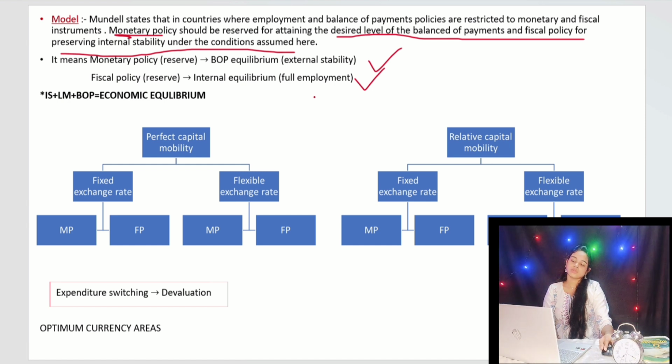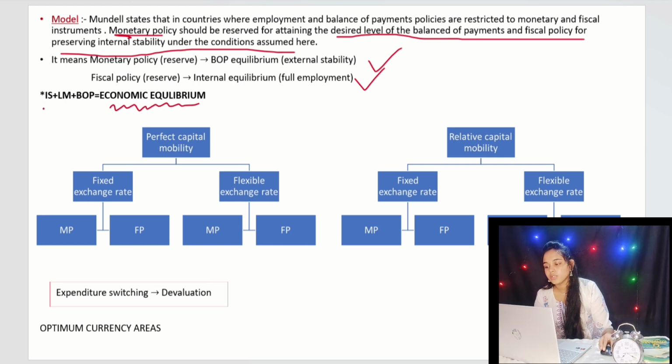It basically shows how policy decisions impact the exchange rate, trade, and economic growth. Fine. Simply formula, if we take economic equilibrium, then IS, that is domestic economy or goods market, plus LM, that is money market, plus BOP, that is balance of payment, equals economic equilibrium.